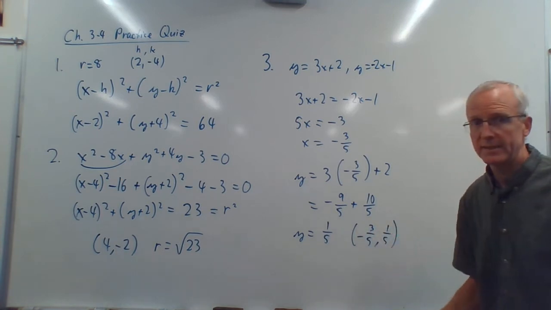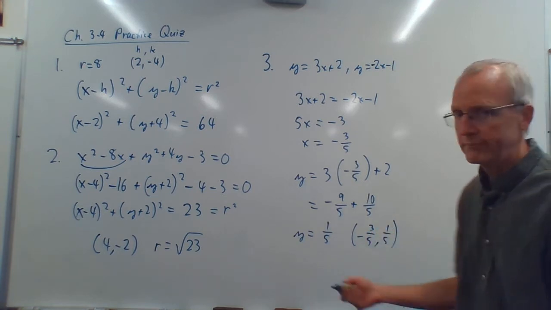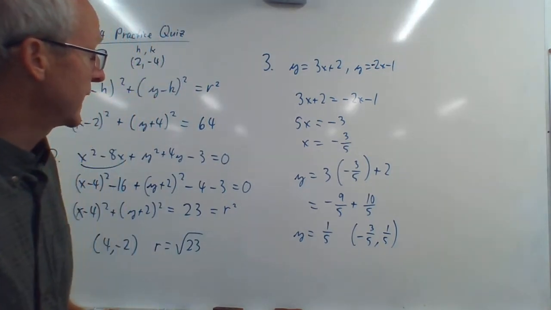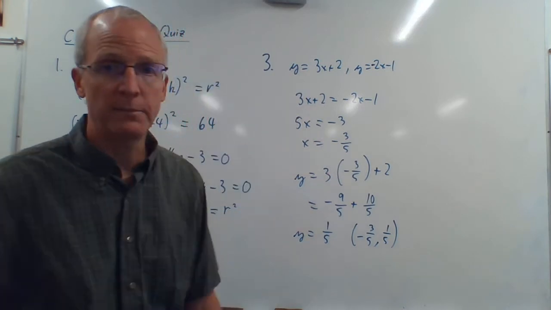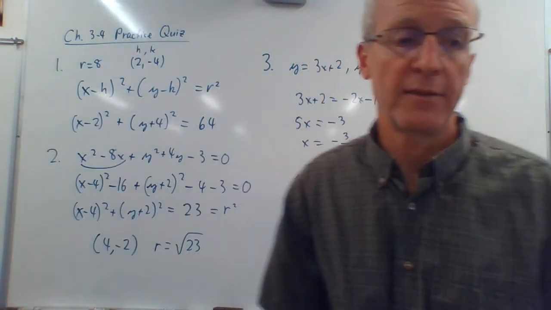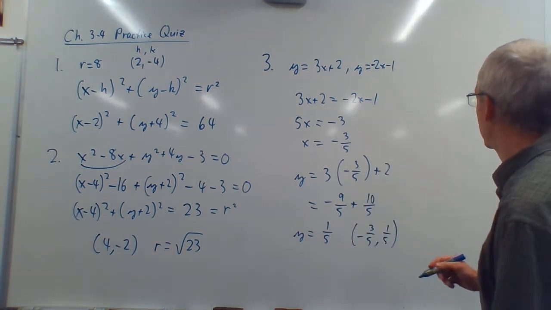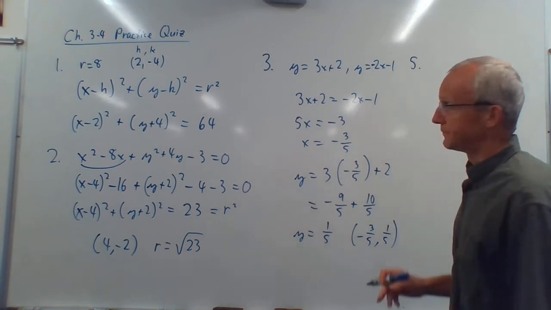And if you want to do decimals, you could say negative 0.6, 0.2. That's fine too. So, set them equal, find x. When you find x, you can find y by using either one of those. They should give you the same thing. Make sure of that, try it out, see if they give the same thing. All right, number 5. This is just like practicing with lines. Wonder if I can fit it in here.